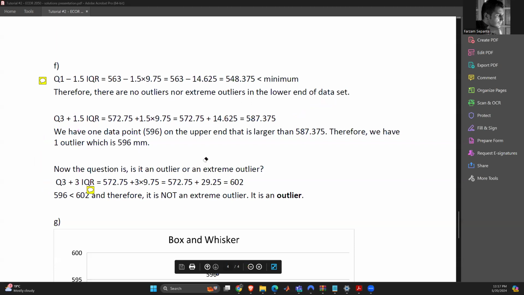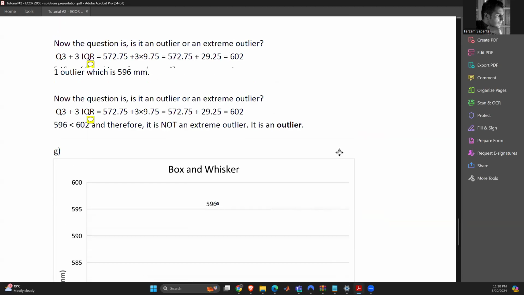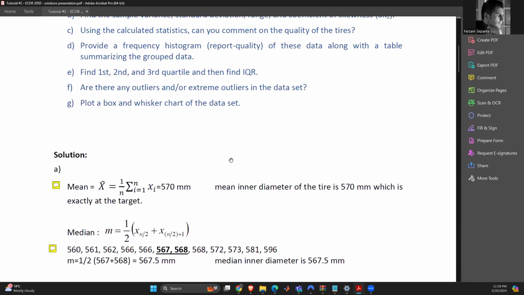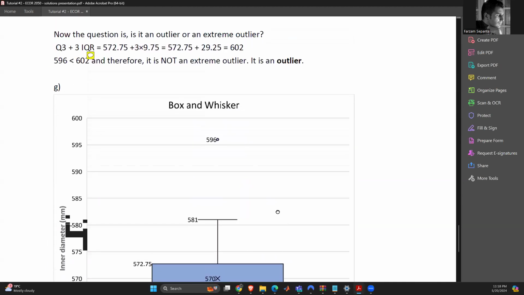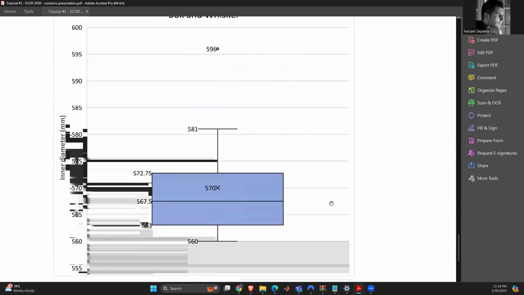Let me clear all drawings, and I think this will be the last part that we'll be going through for this tutorial, and that's part G. For part G, again, plot a box and whisker chart of the data set. You know how to do that in Excel. Super easy. You just put everything in Excel. It shows the outlier and calculates everything for you as long as you're using the right data set in Excel.